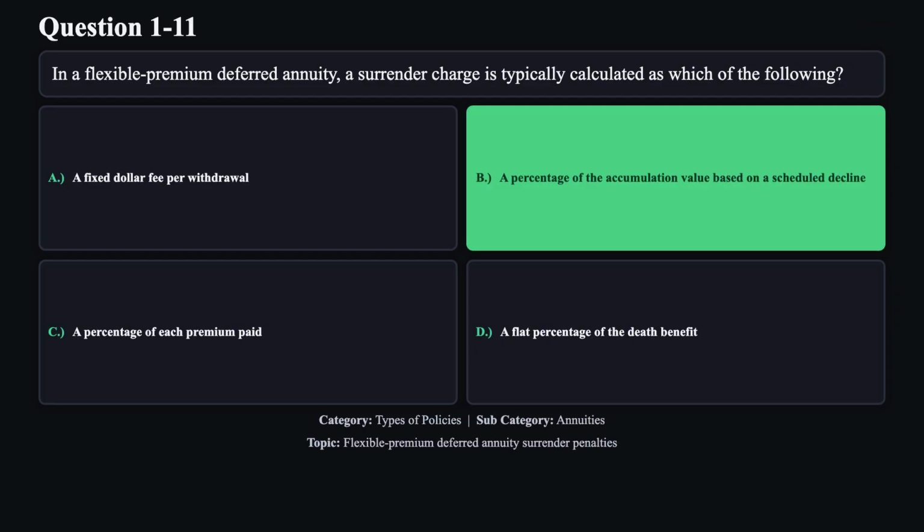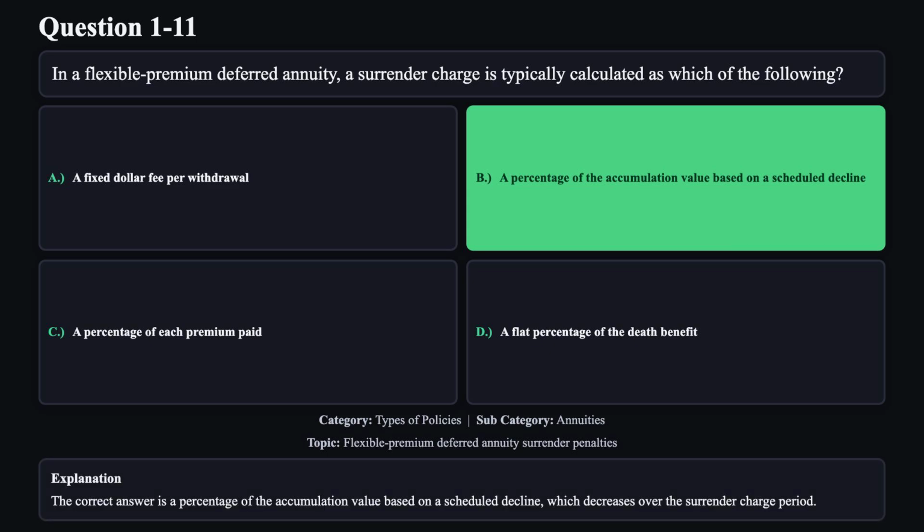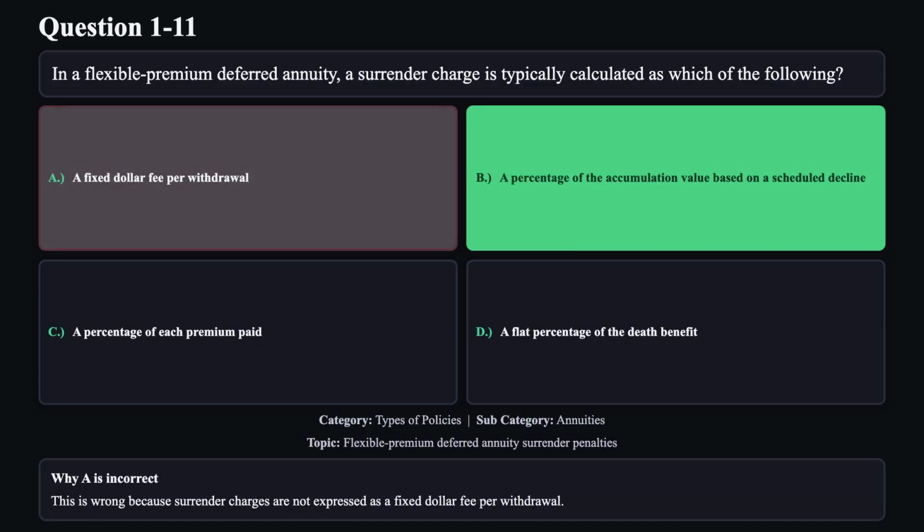The correct answer is B. The correct answer is a percentage of the accumulation value based on a scheduled decline, which decreases over the surrender charge period. Reason A is not correct. This is wrong because surrender charges are not expressed as a fixed dollar fee per withdrawal.